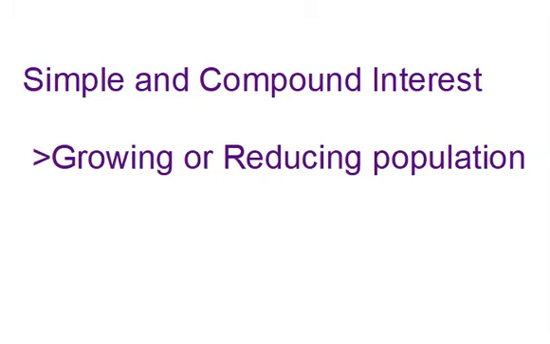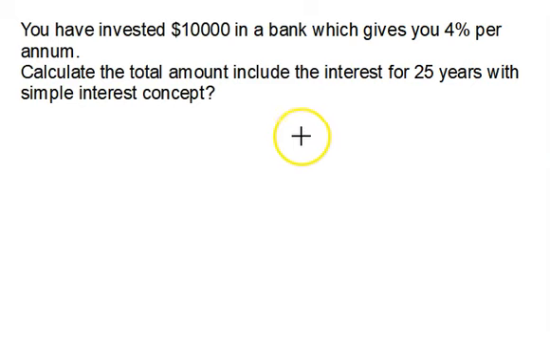Okay, here I'm talking about simple and also compound interest, which I will involve the example of growing or reducing populations. It can be either populations or car value or asset growth or investment values. Okay, this all will be included in simple and also compound interest. Okay, now look at the first one.